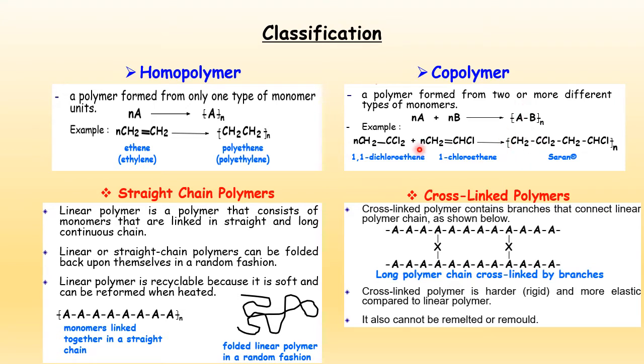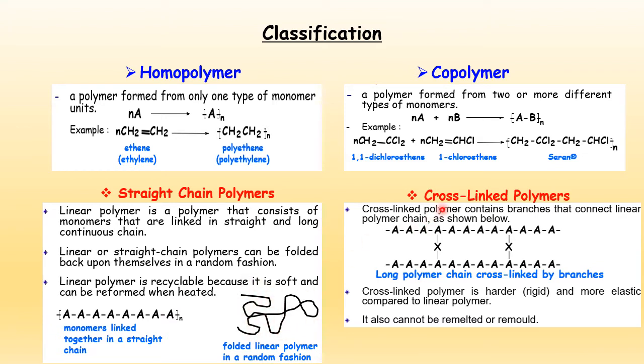Okay, besides that, we also can classify the polymer as straight chain polymer or cross-link polymer. Okay, straight chain polymer is a linear polymer. So it consists of monomers that are linked in a straight or long continuous chain. Okay, so this is the example. So for linear polymer, it's recyclable because it is soft and can be reformed when heated. Okay, another one, this is folded linear polymer. So it is folded in a random fashion.